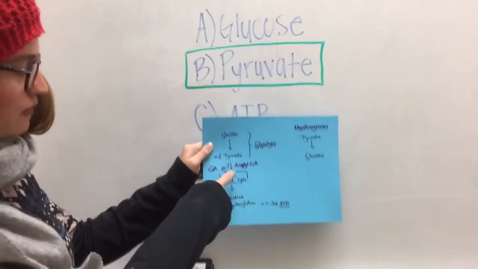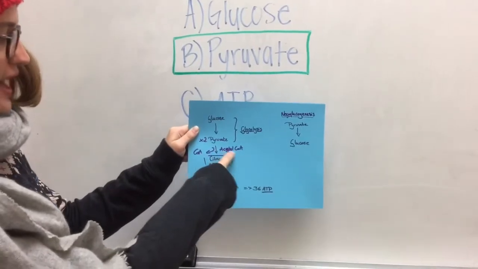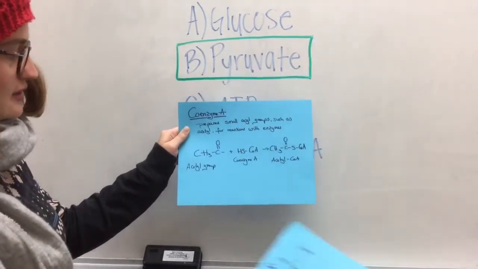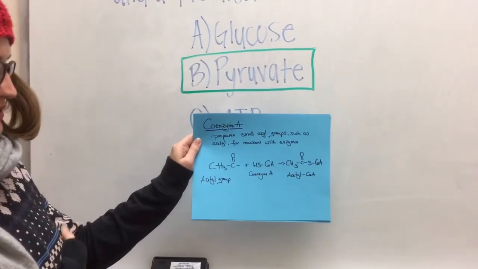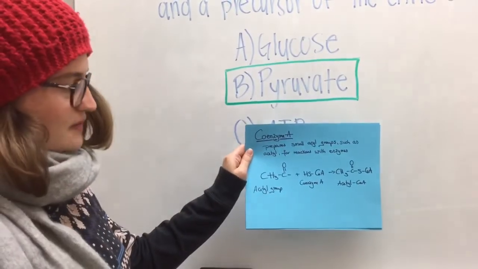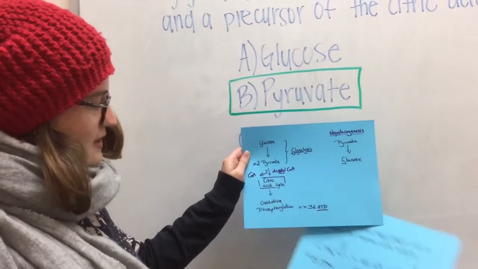In order for pyruvate to enter the citric acid cycle, it has to be transformed into acetyl-CoA. For this reaction, coenzyme A is used. So coenzyme A in general prepares small acyl groups such as acetyl for reactions with enzymes, as we've just seen for pyruvate into acetyl-CoA.